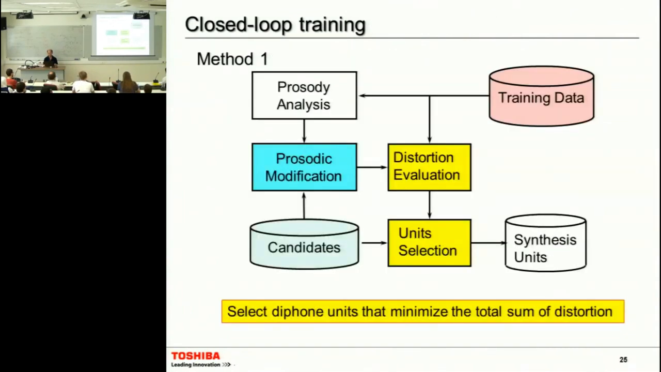And here is a block diagram of method one. We have a speech corpus as training data here. And we set the candidate units. They are part of the training data, or they are the same as the speech data in the training database. And we extract prosody from the speech signal in training data. Then we apply prosodic modification and concatenation to the candidate. Then we calculate the distortion between synthesized speech and original speech. And we select the best one from the candidates as a diphone unit.